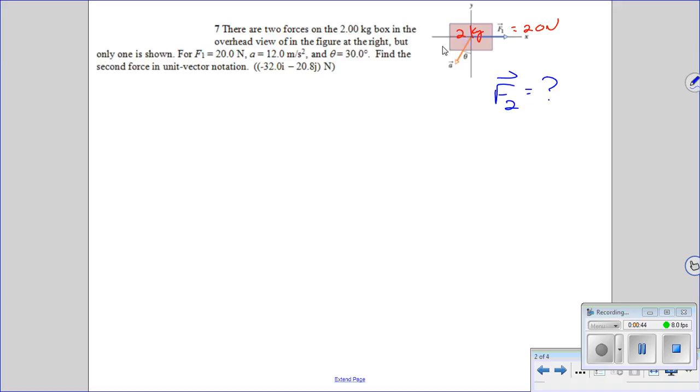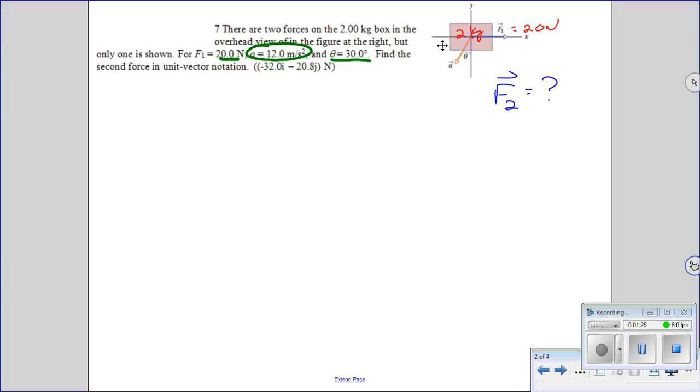All right? And then the way it's worded here, I think is a little awkward. It says for F1 equals 20 newtons, a equals 12 meters per second squared. And that's misleading because it makes it sound like this force causes this acceleration, and that's not what they're trying to say. What they're trying to tell you is they're giving you the values of your unknown quantities. So it's saying if the magnitude of force 1 is 20 newtons, and the acceleration of the box is 12 meters per second squared at an angle of 30 degrees, then find the second force, all right?